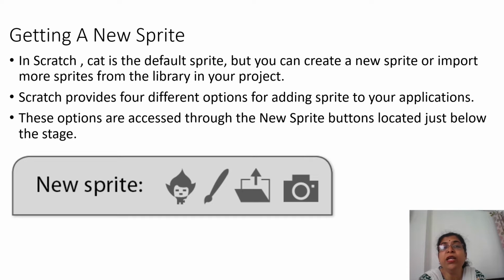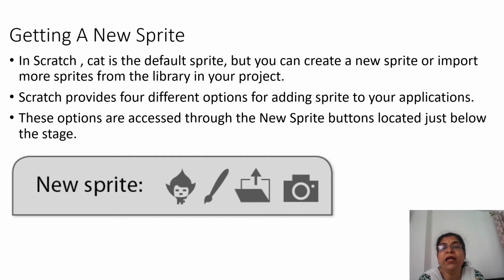Now after that, getting a new sprite. In Scratch, the cat is the default sprite, but you can create a new sprite or import more sprites from the library into your project. Scratch provides 4 different options for adding a sprite to your applications. These options are accessed through the new sprite buttons located just below the stage.